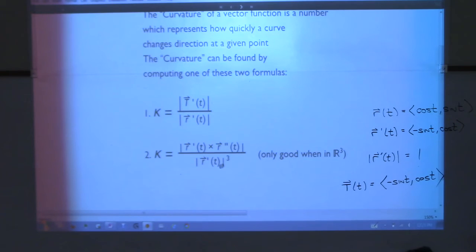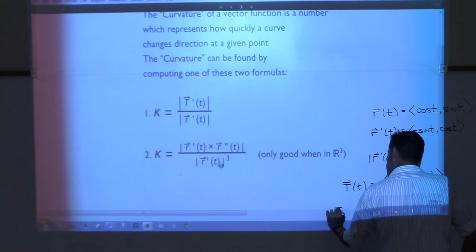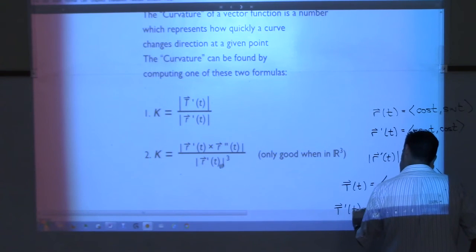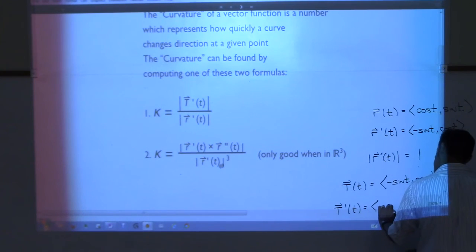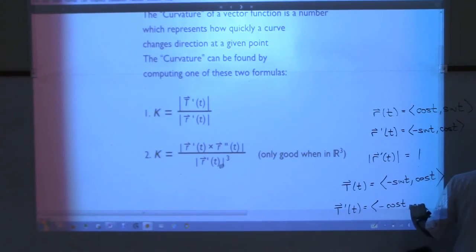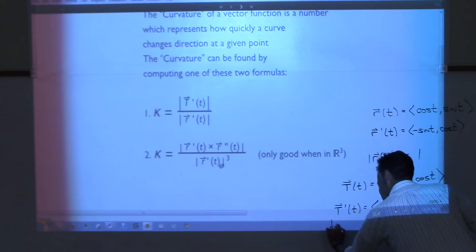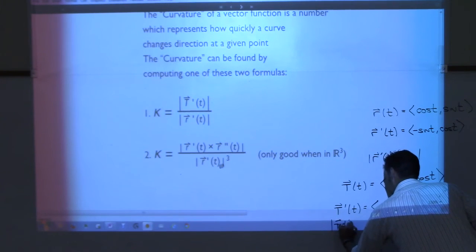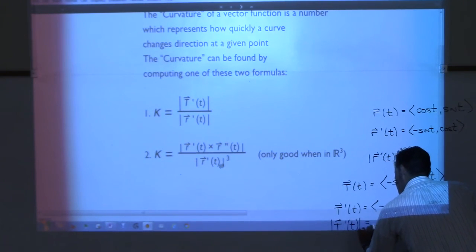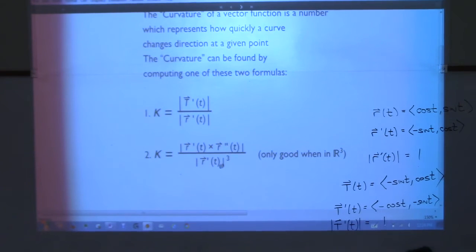Over 1. Then you get negative cosine of t, and then just sine. Take the magnitude of that. So just 1 over 1. Negative sine. This seems easier that way.